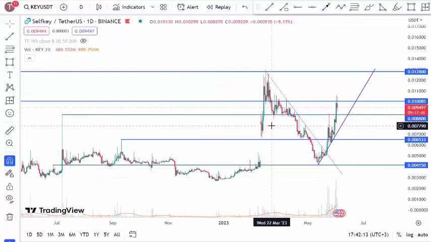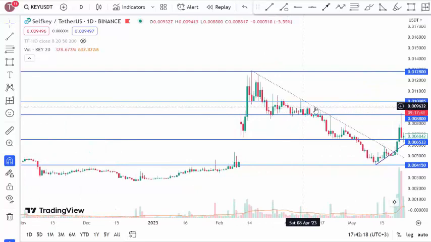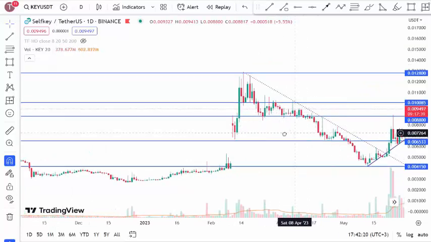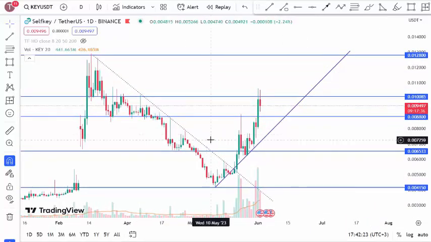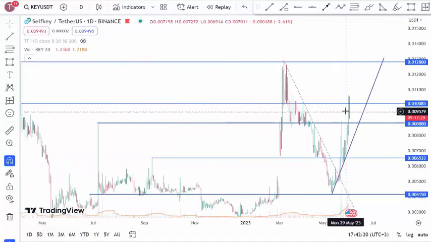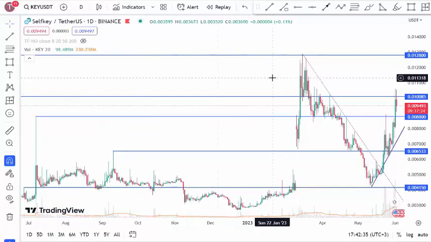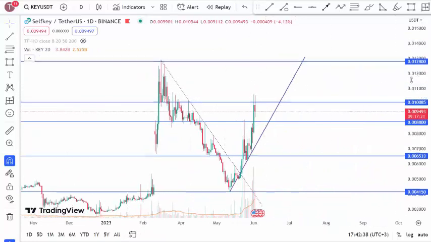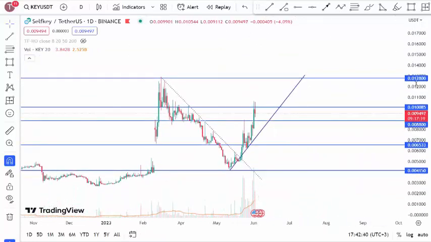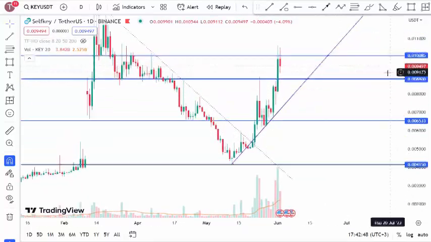Additionally, if this level is breached, our next target would be around 0.001. These levels are significant because we have seen previous interactions at these levels. Along with these factors, breaking through this range could potentially lead to a further rise towards 0.010. Currently, our hope is for the price to maintain its position above the purple trend line and continue its ascent. As long as this trend line remains intact, we can expect the upward movement to continue.